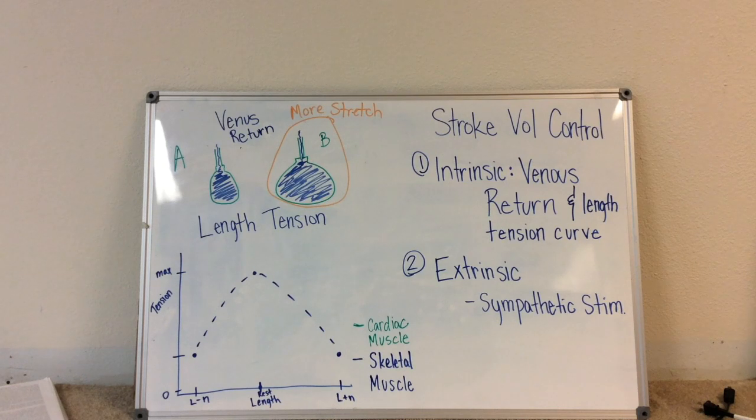Now, if we imagine that instead of that being a hose connected to a balloon, it was our venous system connected to our ventricle, we can see that the more blood that the venous system returns to our heart, the greater the stretch that is going to be placed on the ventricle.